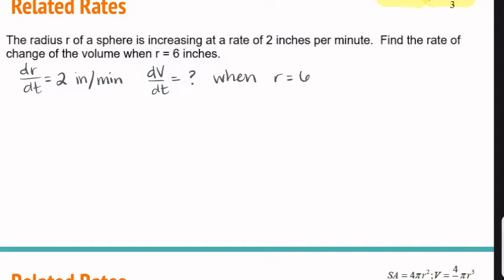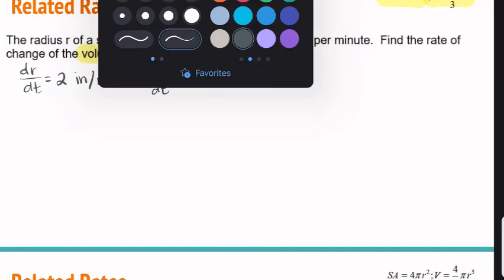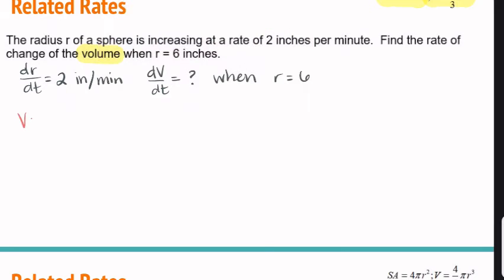Now keep in mind, r equals 6 is not a constant. That's just the specific point in time that we're looking for. So we want to make sure that we don't plug anything in here until we take the derivative. So we're dealing with volume, so I know I'm going to use my volume formula. So we know that volume is going to be 4/3 pi r to the third. Derivative here.